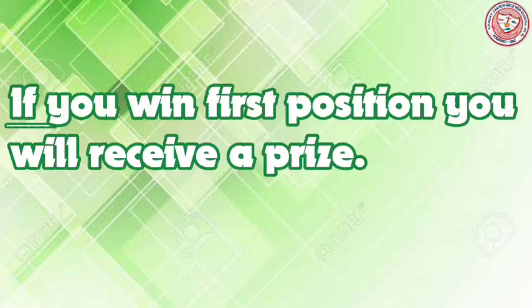Next, if. If there is a condition, we use the conjunction if. For example, if you win first position, you will receive a prize. So there is a condition. You will have to secure first position to get a prize. So children, I hope you have understood what I have explained just now.